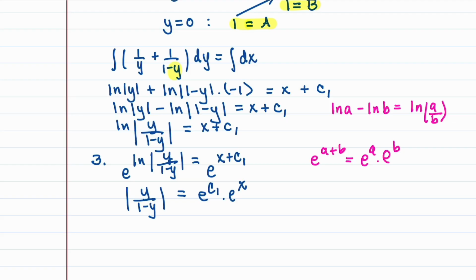Now we want to get rid of the absolute value, so we're going to have plus or minus. I'm going to pull that over to the right. This gives us plus or minus e to the c1 times e to the x. I am going to make this equal to c2. I'm not going to make it equal to c yet because I don't know if there are going to be other changes still to come. This becomes c2 e to the x.